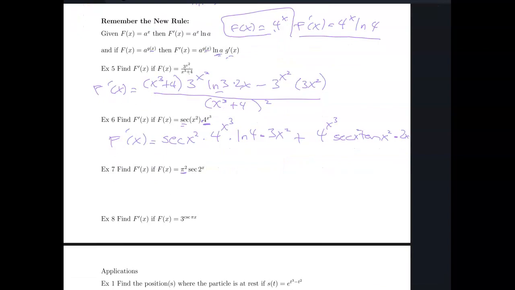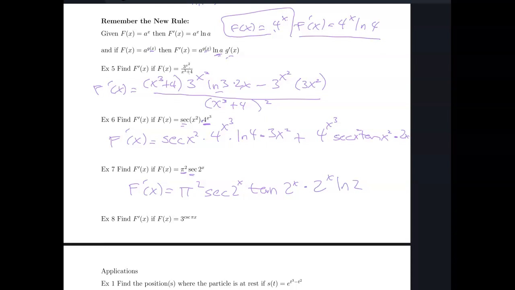So this, you know, is not product rule. This is just the number pi squared. So to take the derivative, we carry along pi squared, take the derivative of secant, which is secant tangent, carry the 2 to the x along, and then we're going to multiply by the derivative of 2 to the x, which is 2 to the x ln of 2.